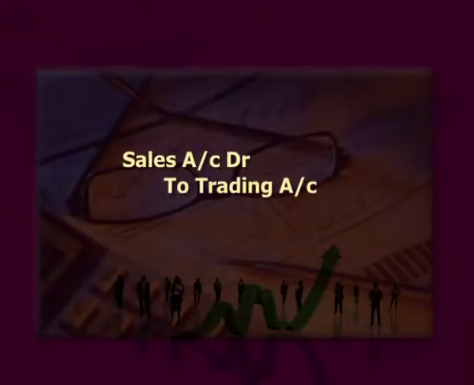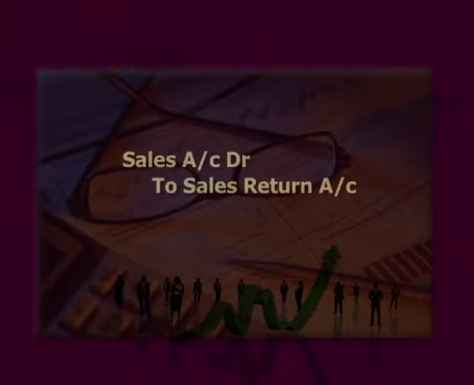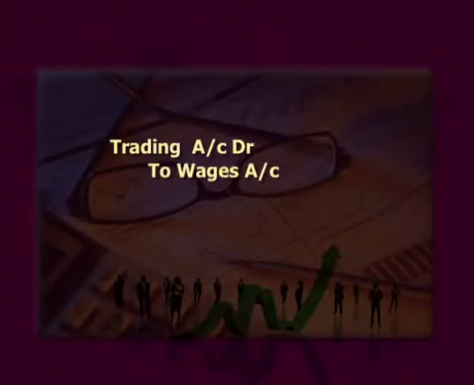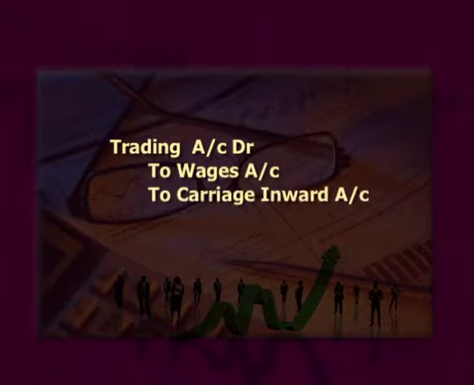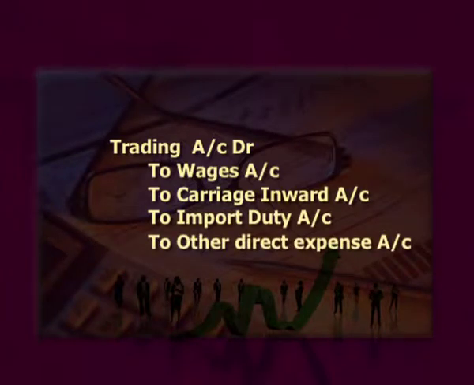And for closing sales account, sales account is debited to the trading account. For closing sales return account, the sales return account is debited to the sales account. Meaning, net sales are to be shown in the trading account. The sales returns are subtracted from sales on the credit side instead of being debited to the trading account. And for closing accounts of direct expenses, trading account is debited to wages account, to carriage inward account, to import duty account or to other direct expense account.